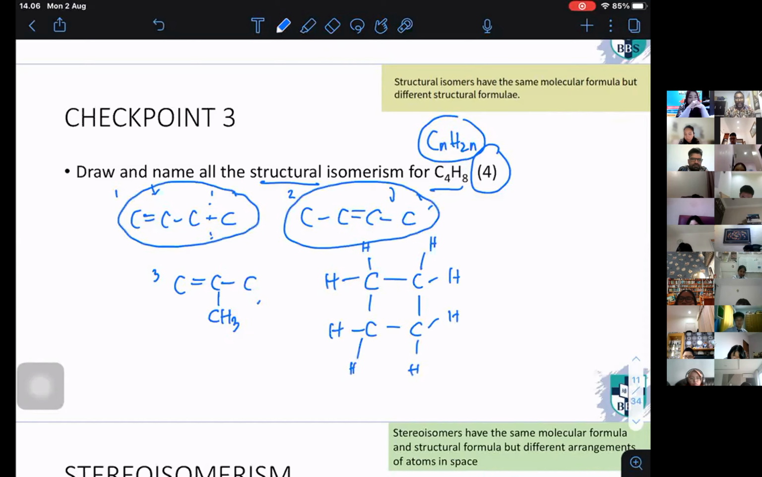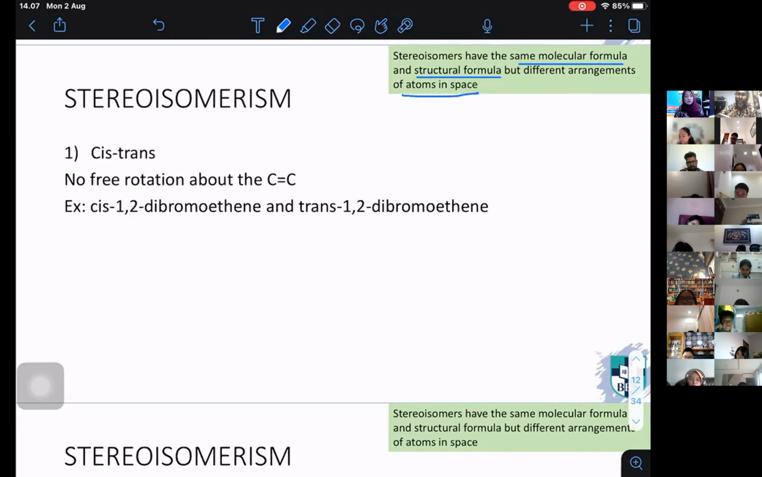Now we go into stereoisomerism, for cis and trans. So what is a stereoisomer? They have the same molecular formula, same structural formula, but different arrangement in space. The way they are going to occupy space is going to be different. It means we are looking into 3D structure. So cis and trans, that is going to be the first example.